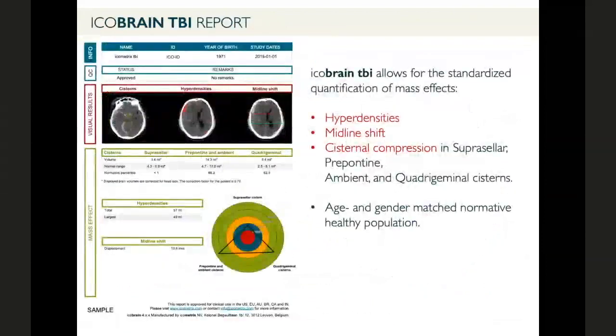The TBI report looks as follows. Again, a lot of overlap with the other reports. We have an information section, QC section, some visual results, and then really all the information, the standard quantification of mass effects. Here we report hyperdensities, midline shift, and cisternal compression in the suprasellar, prepontine, ambient, and quadrigeminal cisterns. We also have a nice visual representation there of the cisternal compression.